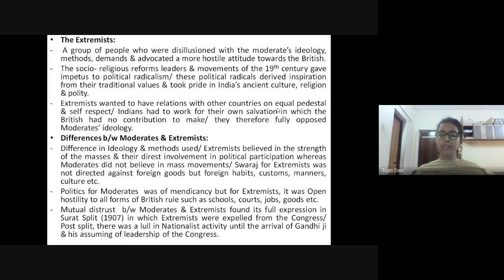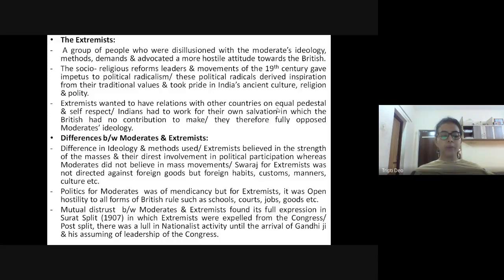So extremists were like, agar hum Britishers ko nahi chahte ki wo hamare ko rule kare, to hum directly unko bolenge ki hame nahi chahiye aapke schools. We don't want to study in your schools. We don't want to study in your universities. We don't want your foreign clothes. So it was a direct attack on the British. The expression was direct. Rather than the moderates who would petition, no, we want this right from you. So basically, both the moderates and extremists had very, very different ways and perspectives about getting independence from the Britishers.